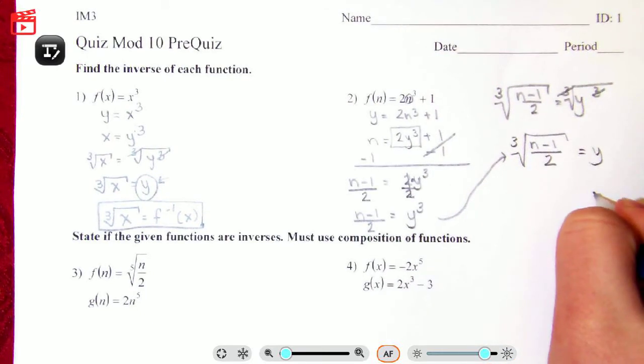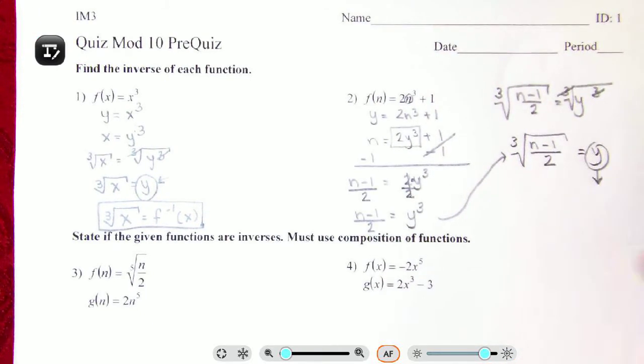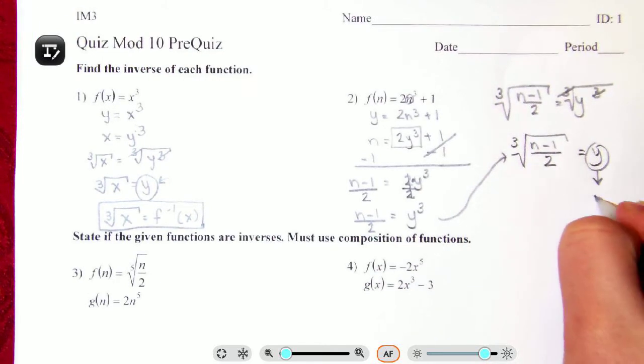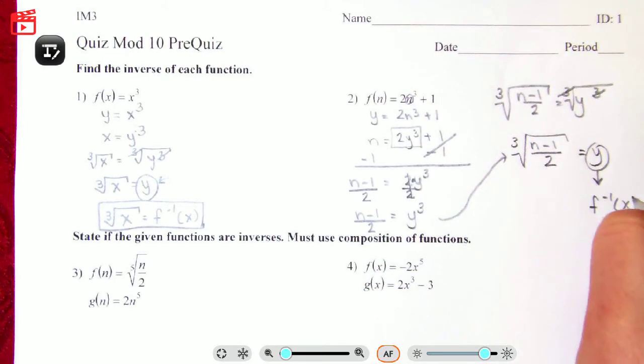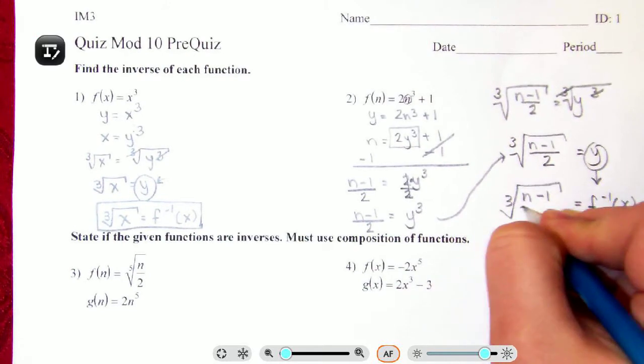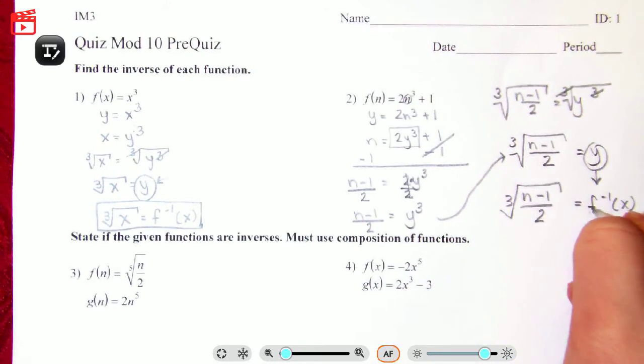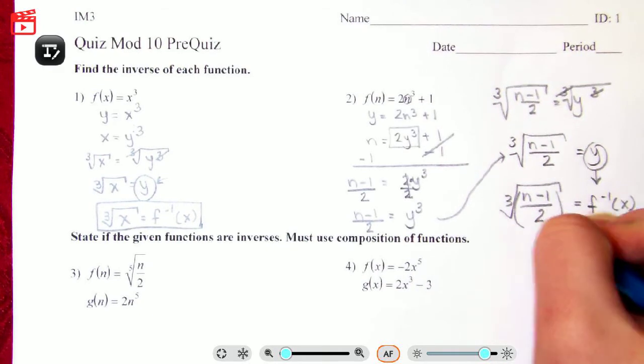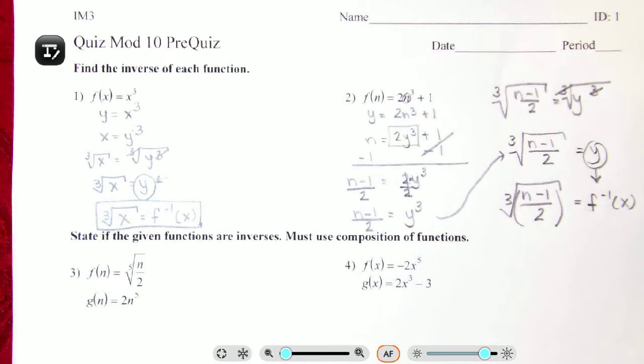Again, we need to undo this y notation into the inverse notation. So we have the inverse being the cube root of n minus 1 divided by 2. Again, all of this is inside the root.